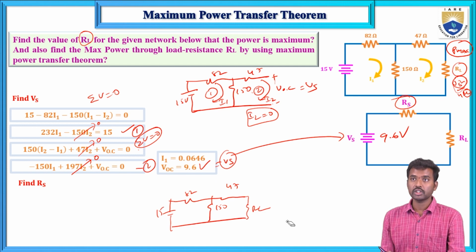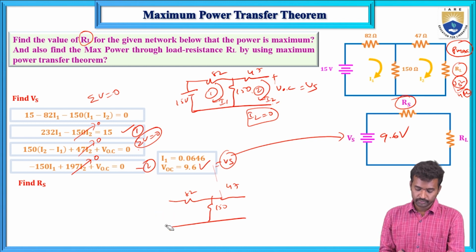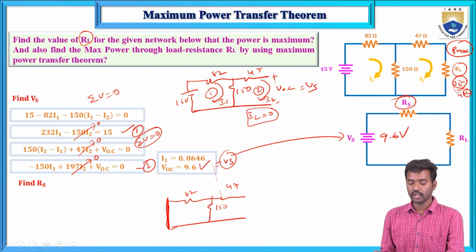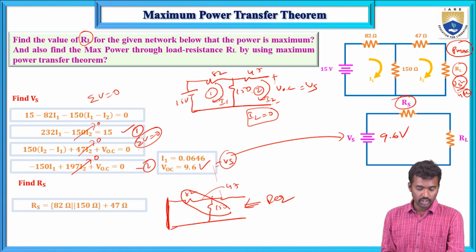Now here are the steps. First remove the load resistance from the given circuit, and the voltage source is replaced by a short circuit and the current source is replaced by an open circuit. Calculate the equivalent resistance. Here 82 and 150 are connected in parallel and again in series with 47. So RS equals 82 and 150 connected in parallel, plus 47.